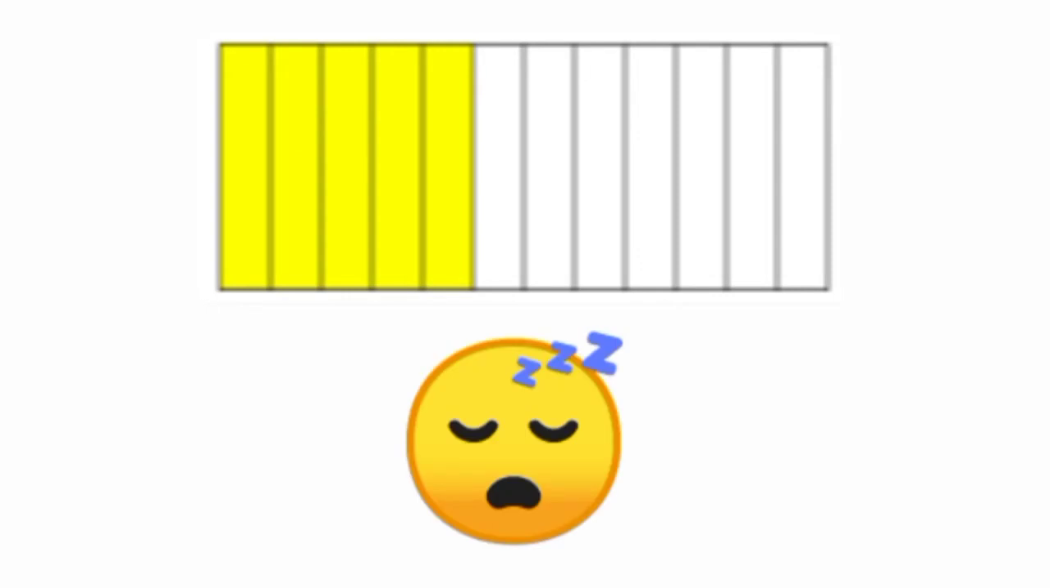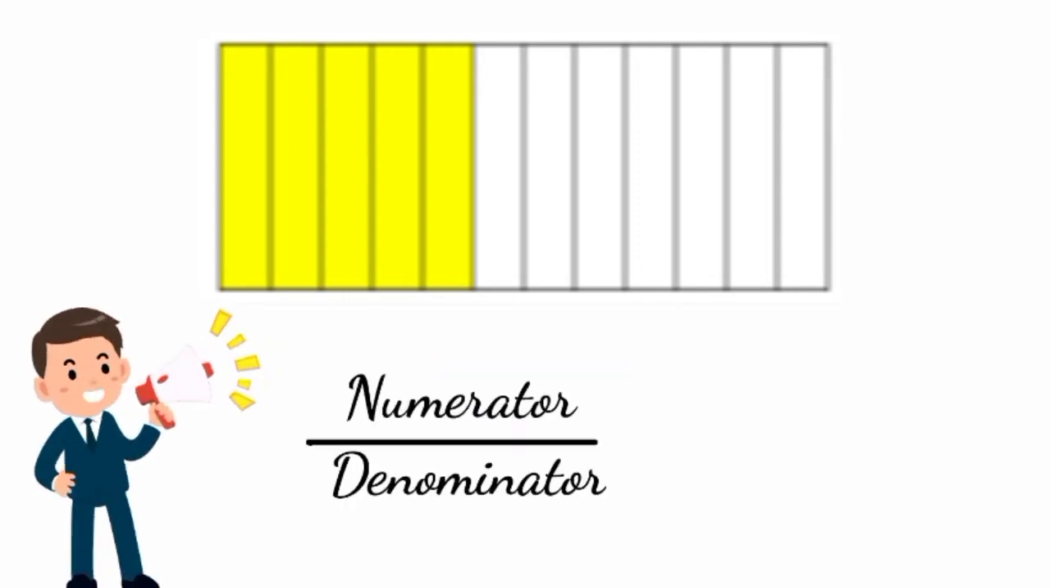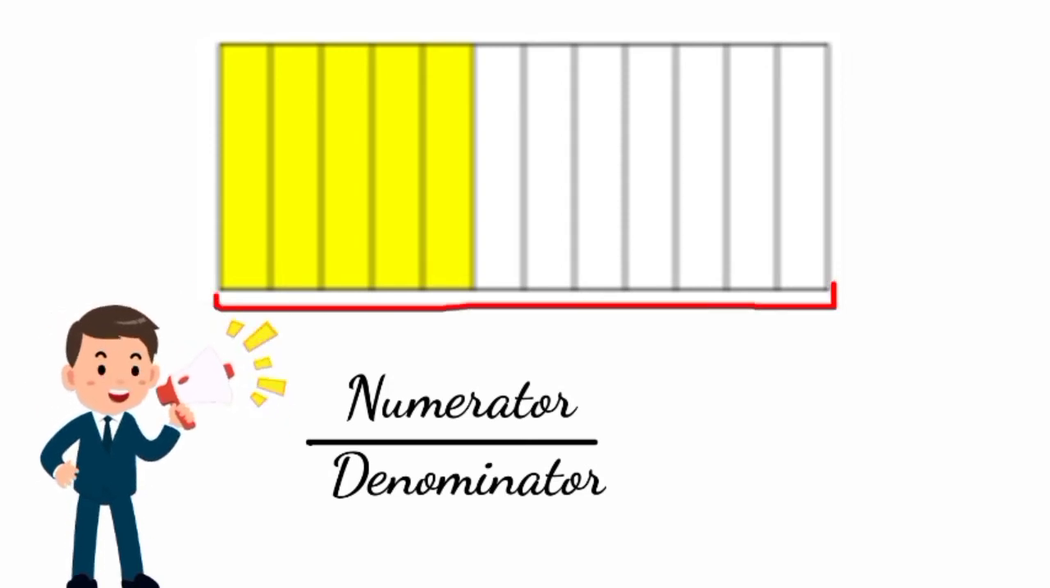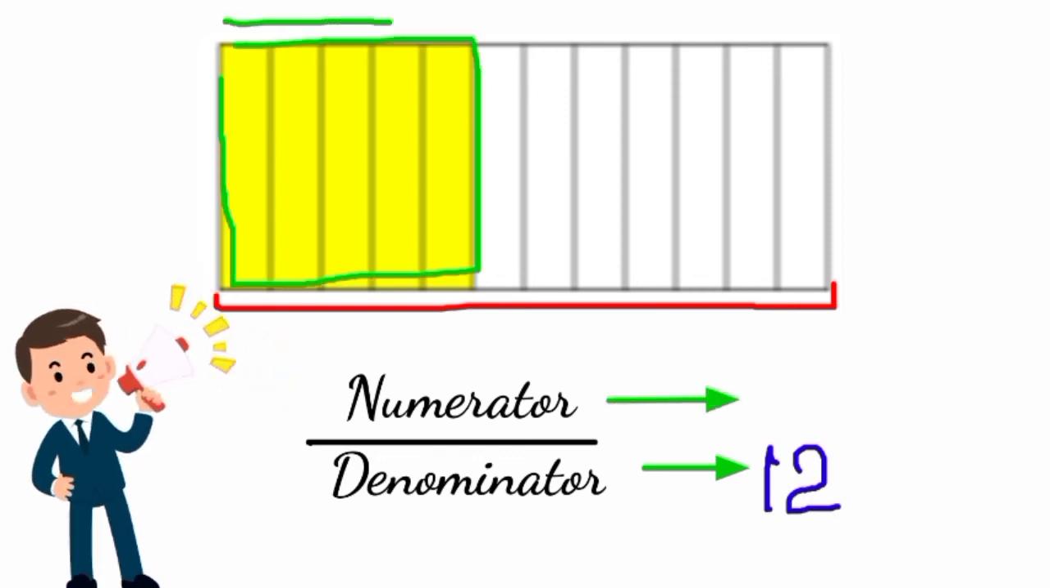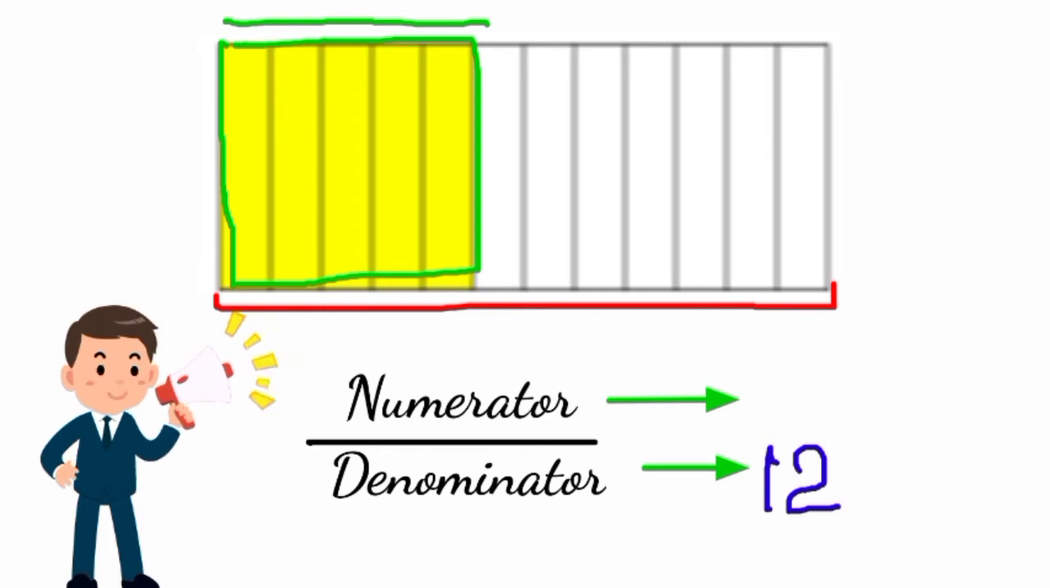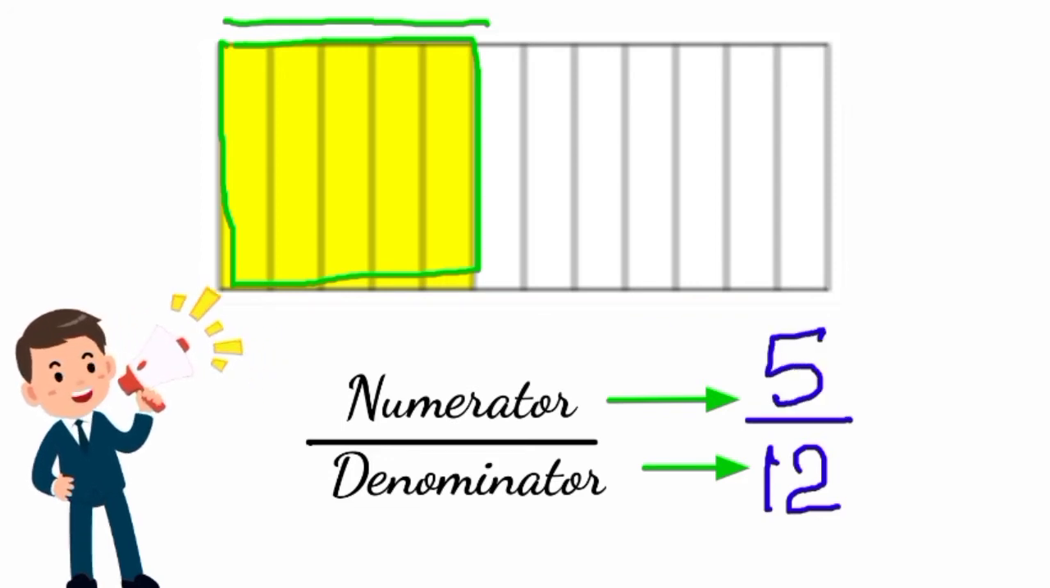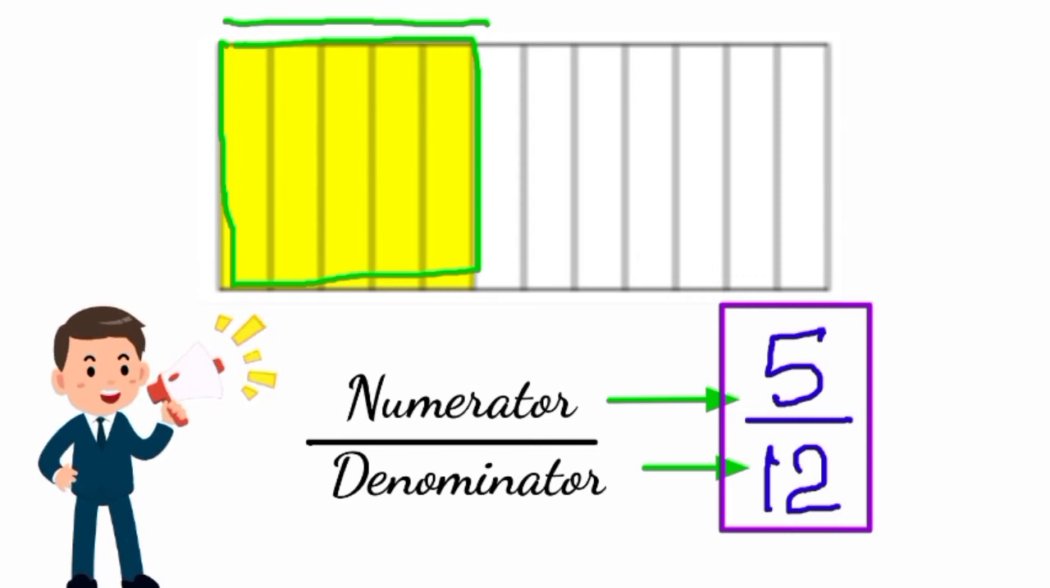Now if I ask you to write the fraction of the colored part in the given shape, how would you write it? As we know, in the denominator we write the total number of equal parts, which is 12 here, and in the numerator we write the number of colored parts, that means the part which we are seeking. Here we are asking for colored parts, so colored parts are 5. So the fraction of this colored part is 5 upon 12.